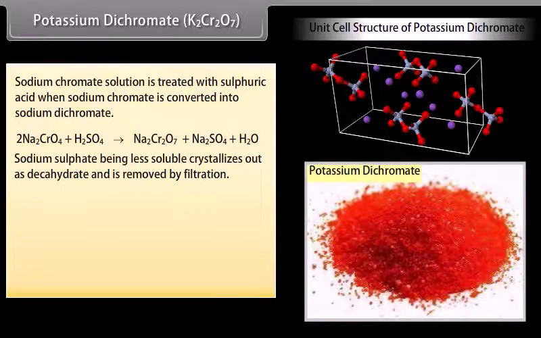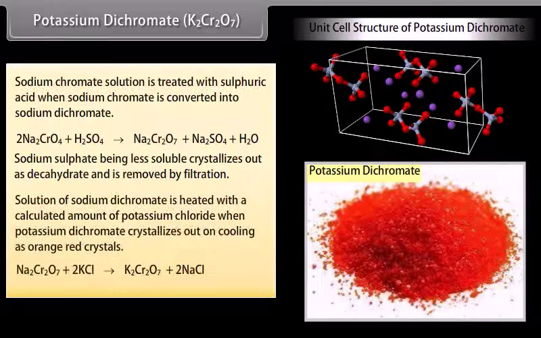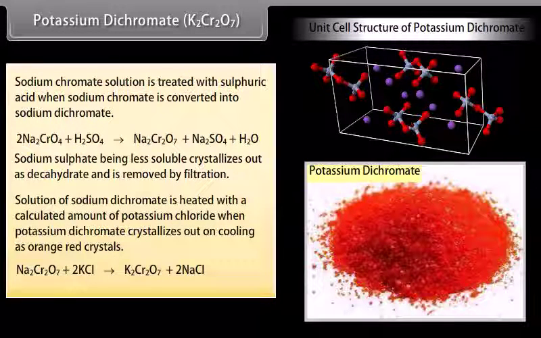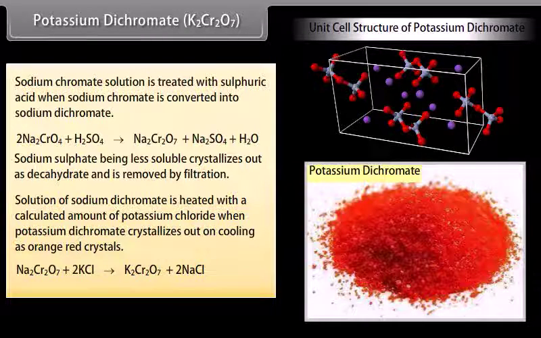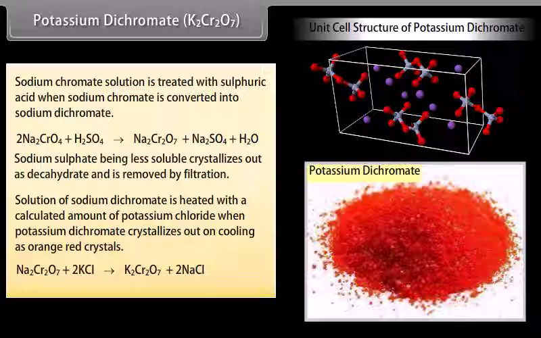Sodium sulfate, being less soluble, crystallizes out as decahydrate and is removed by filtration. The solution of sodium dichromate is heated with a calculated amount of potassium chloride, when potassium dichromate, being much less soluble than the sodium salt, crystallizes out on cooling as orange-red crystals.